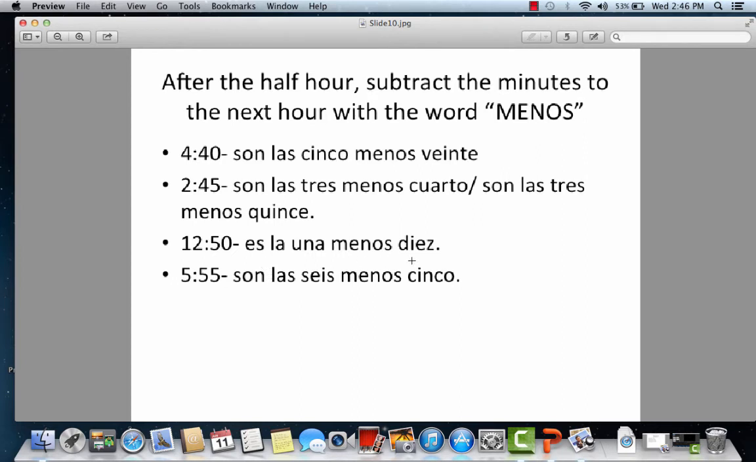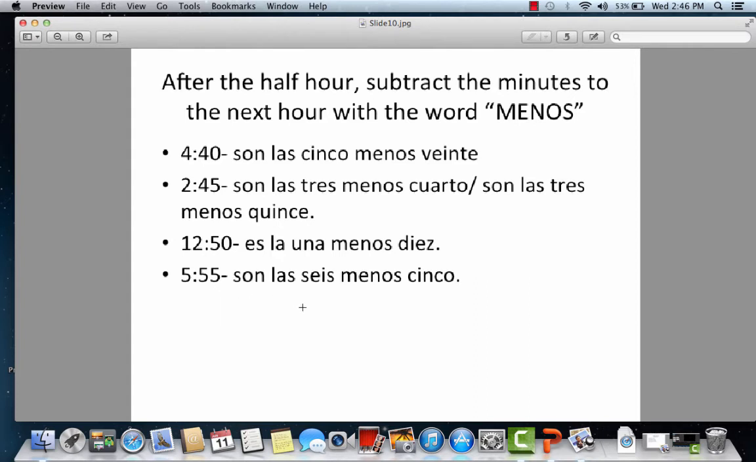Es la 1 menos 10. It is 10 minutes till 1. Son las 5 menos 5. It is 5 minutes till 6. Now, another way to look at this is that we can start translating backwards.